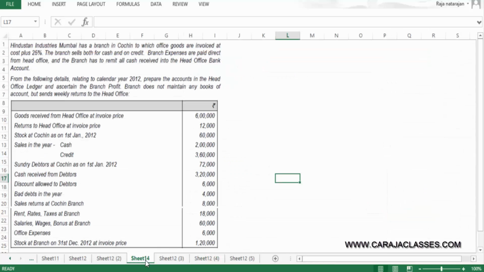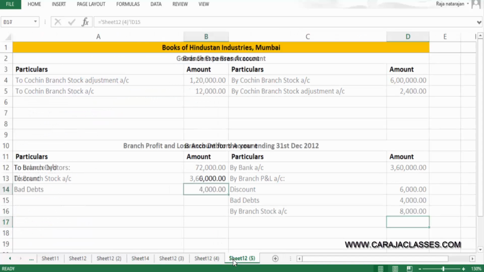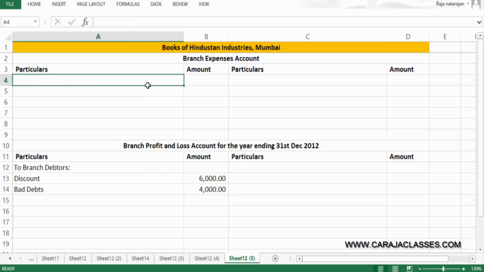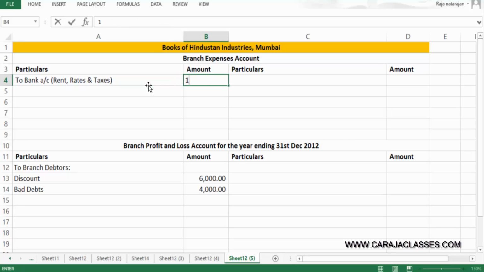Then what is the next item we have? Rent, rate, taxes at branch 18,000, salary 60,000, office expenses. All these are direct branch expenses. So let's go to branch expenses account. Under that we'll capture all these items one by one. We'll say to bank account, something for rent, then for rates, and for taxes. And it is 18,000, that is the sum of all the three.